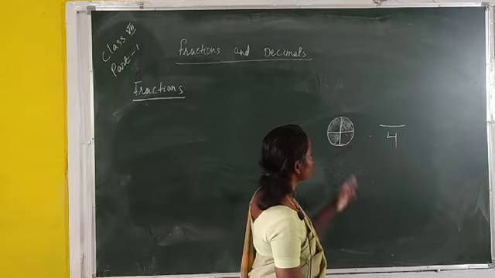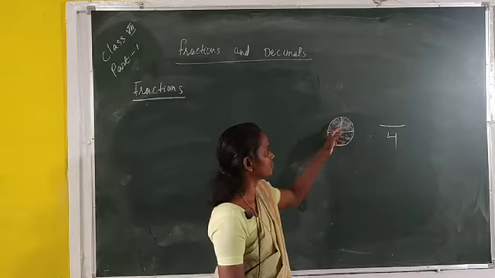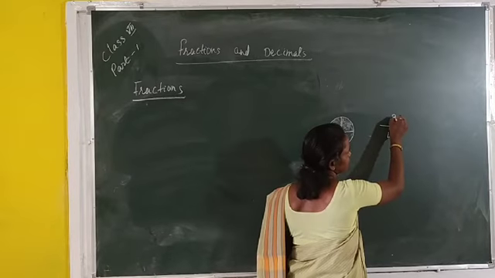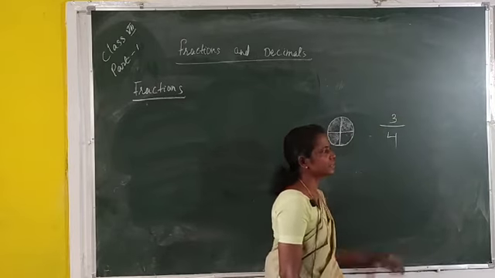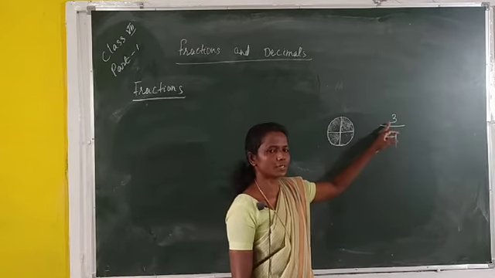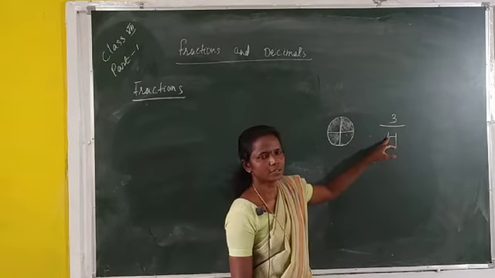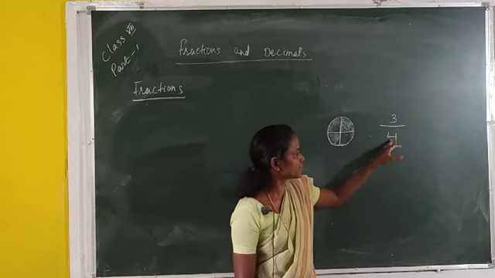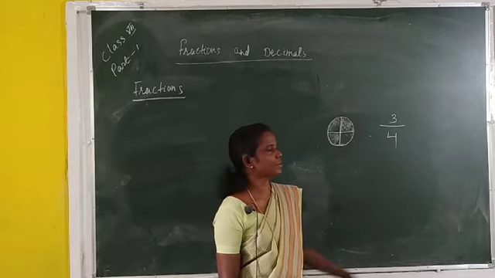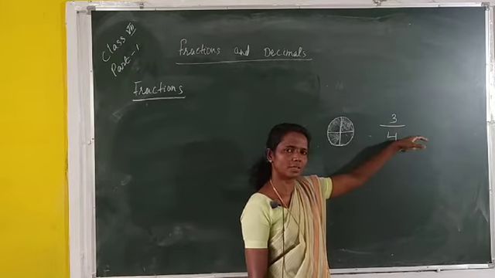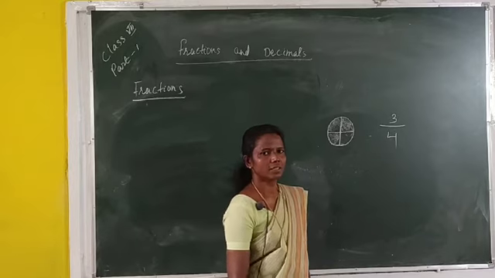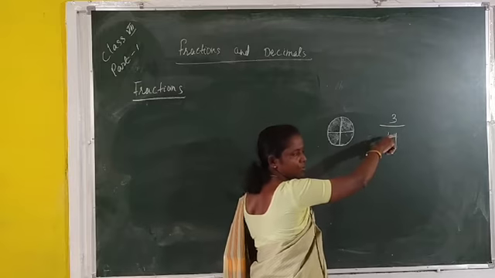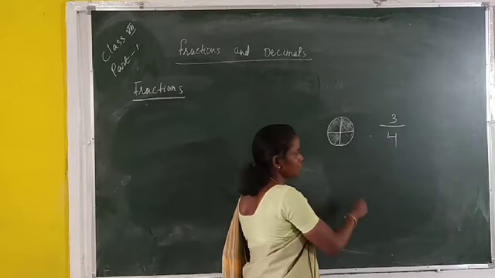Next, how many portions are shaded here? Count 1, 2, 3. 3 portions are shaded. So this shaded portion I write above the line. Is it clear? How to read this? 3 upon 4, or simply 3 by 4. 3 is the numerator and 4 is the denominator. Then another example.